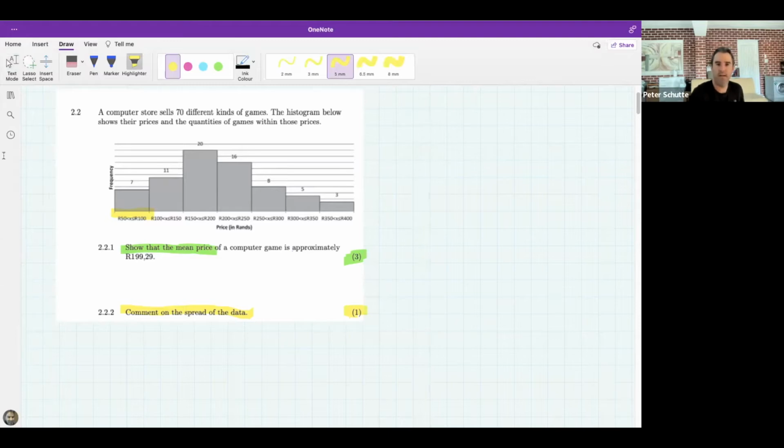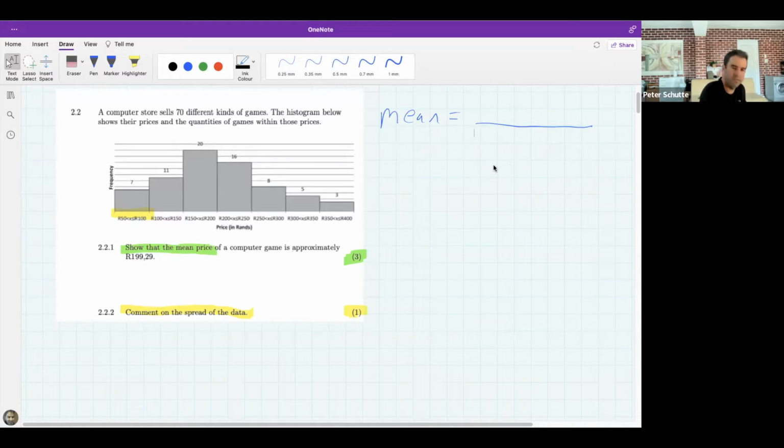Maybe a tip would be, when you think of the mean, you normally have to get the sum of all the values and divide by the number of items. How would you do that calculation?